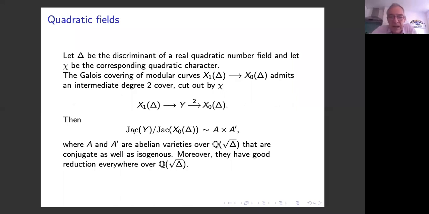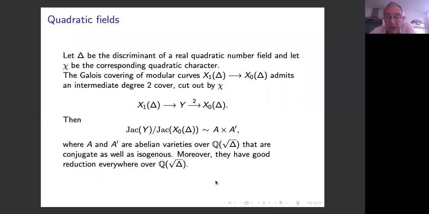So let me explain how you can construct Abelian varieties that have good reduction everywhere over real quadratic fields. You can make them with modular curves. You take the covering X1(Δ) over X0(Δ), where Δ is the discriminant of a real quadratic number field. Then there is a quadratic subcover, that's the curve Y, and you take the Jacobian of Y, and you take the quotient by the image of the Jacobian of X0(Δ). This is an Abelian variety, and you can show that it is isogenous to a product of two conjugate Abelian varieties over Q(√Δ) that both have good reduction everywhere. So that is an example of an Abelian variety with good reduction everywhere for every real quadratic field.